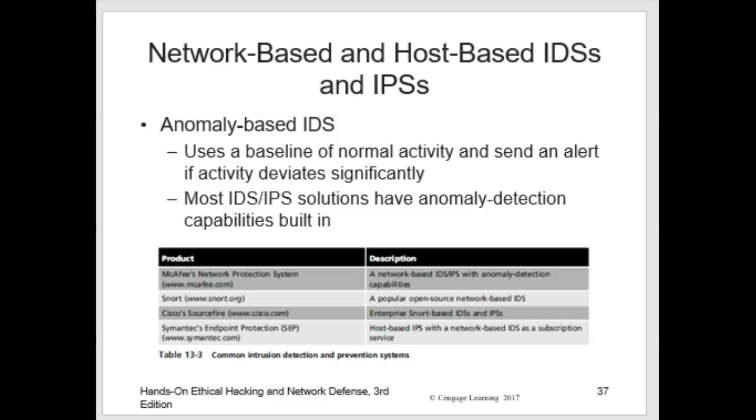There's anomaly-based IDS. It uses a baseline. It figures out a baseline of what's normal activity. And then if there's an anomaly to normal activity, bam, it's going to send you an alert. Most IDS, IPS solutions today have anomaly detection capabilities already built in.